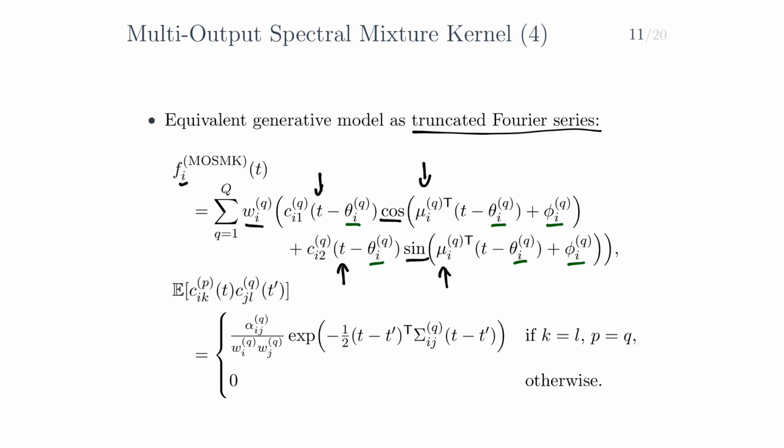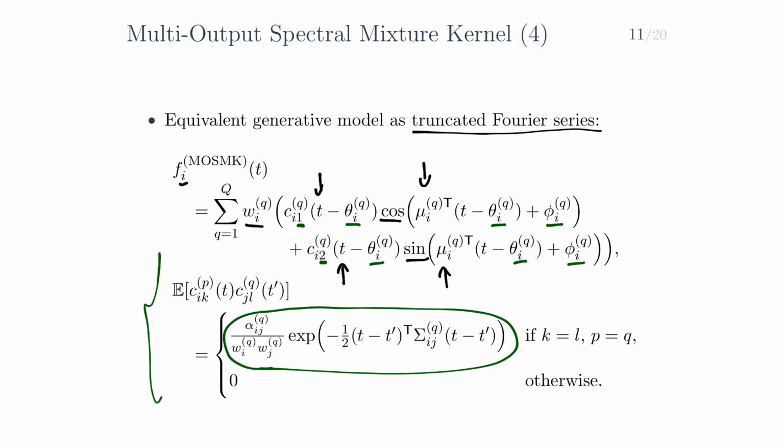The coefficients of these cosines and sines form together a big multi-output GP, and they have a covariance structure that's given by this formula below, which says that the one coefficients are independent from the two coefficients, and the coefficients are independent between different components, and otherwise they have a kernel that's given by this thing, which is again of the form of an exponentiated quadratic with inverse squared length scale sigma ij.